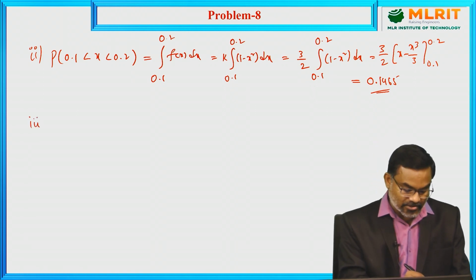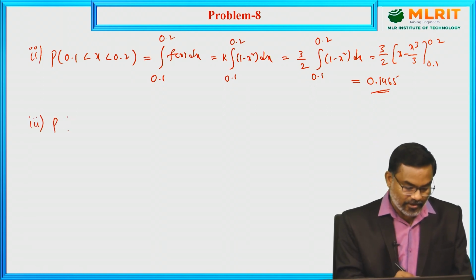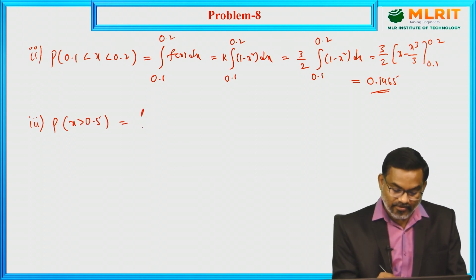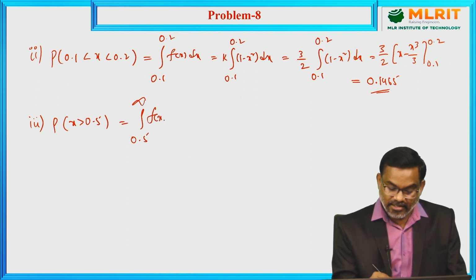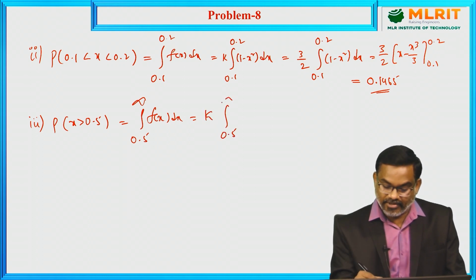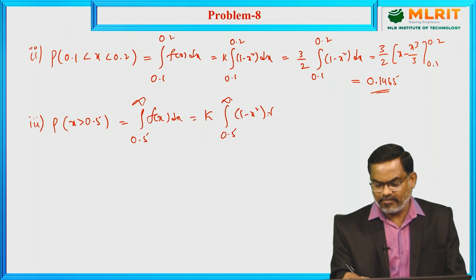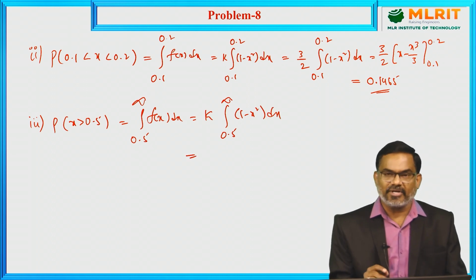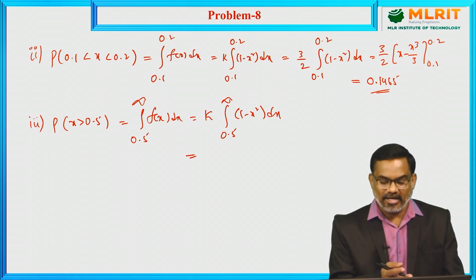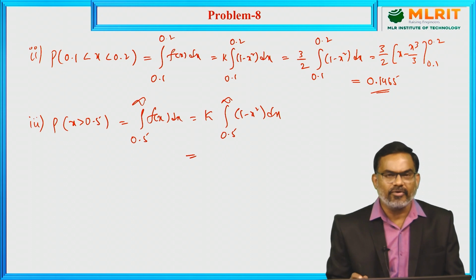Similarly, in the third question we need to find the probability of x greater than 0.5. X greater than 0.5 means integral from 0.5 to infinity f of x dx. So, 0.5 to infinity, all these values come under positive. So, k into 0.5 to infinity 1 minus x square dx, simply by integrating the given function between the given limits. That gives the probability that x is greater than 0.5 or less than some value, or x lies between any two values like 0.1 and 0.2.